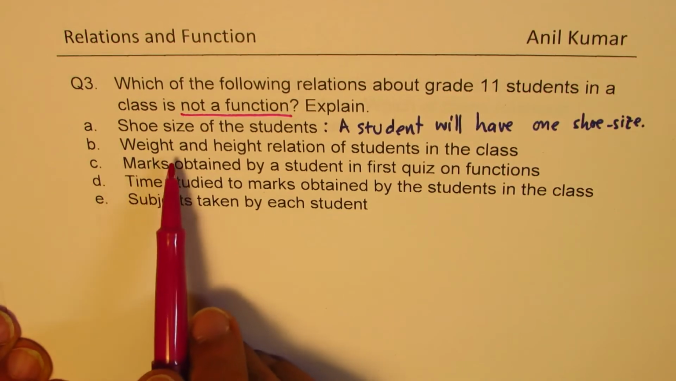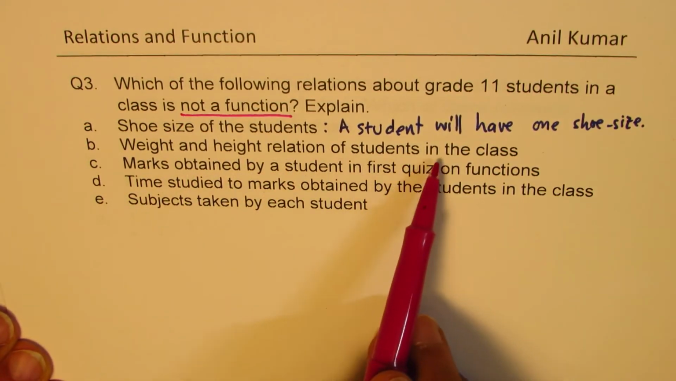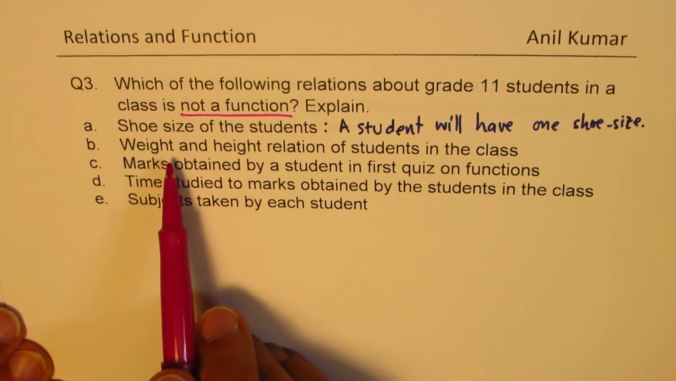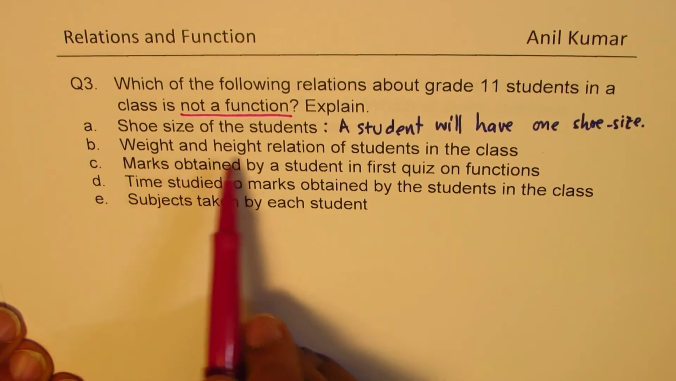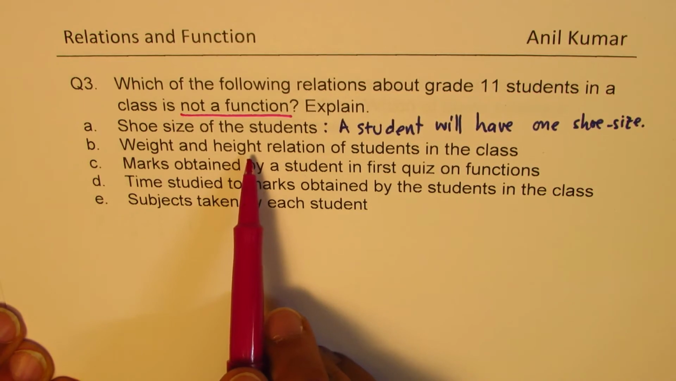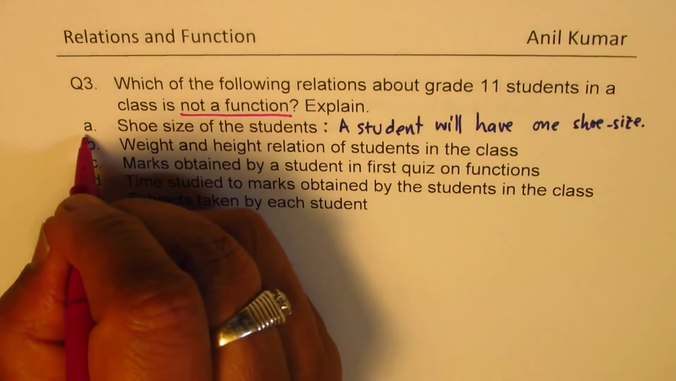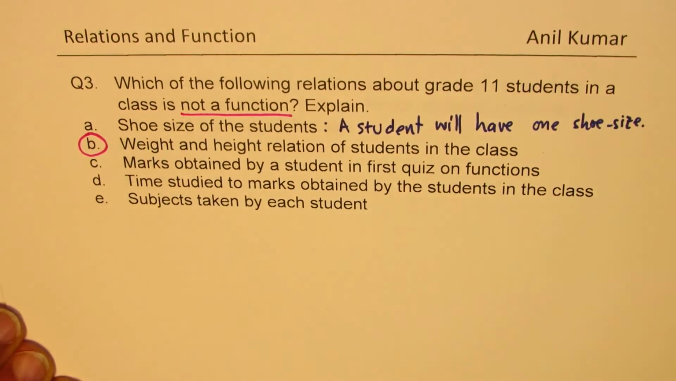Second, weight and height relation of students in a class. Now, if we have two different students whose weight is the same, their height may be different, right? So for the same weight, we may have different height. Therefore, this is not a function. Is that clear to you? So that is how you have to figure out whether it is a function or not.